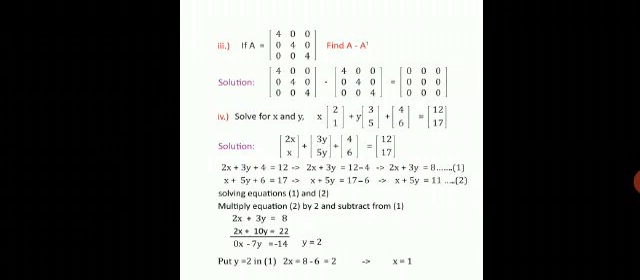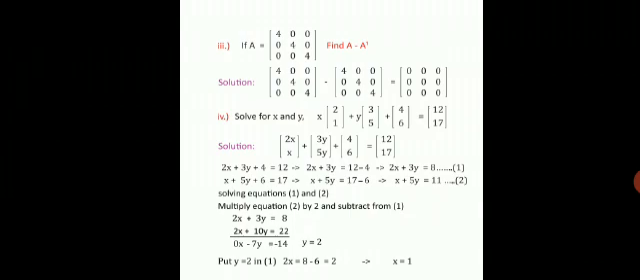Then 7y is equated to minus 14. So here shift minus 7 to the right side and divide it by minus 14. So we get 7 ones are 7, 7 twos are 14. We get the value of y is equals to 2.